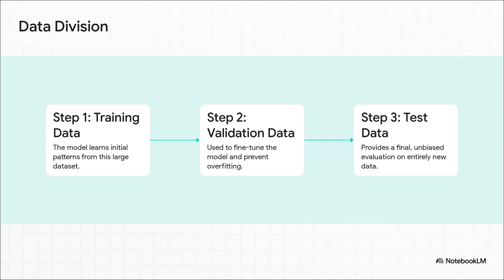The absolute key to the whole thing is splitting up your data. So you take the biggest chunk, the training data, and you let the model learn from that. This is like its textbook. Then you bring in the validation set. This is like giving the model a pop quiz or a practice exam. It's so important because it helps you make sure the model isn't just memorizing the answers from the textbook. That's a huge problem called overfitting.